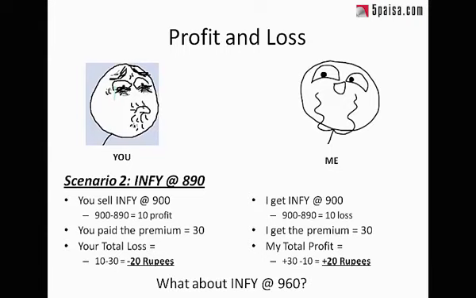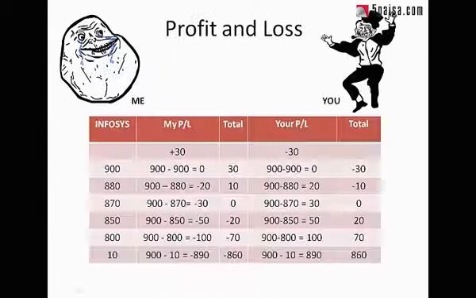Now here's a question. What would happen if Infosys ended at 960 rupees on the 30th of next month? Next, we look at various scenarios of profit and loss for the both of us, this time with a 30 rupees premium in play. You can already guess what could have happened given a very happy looking you and a very sad looking me at the top of this slide.